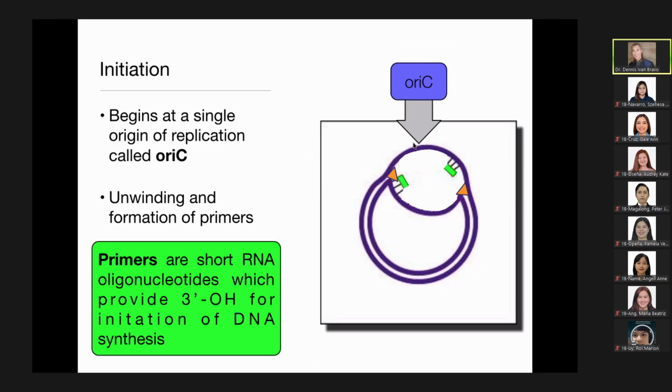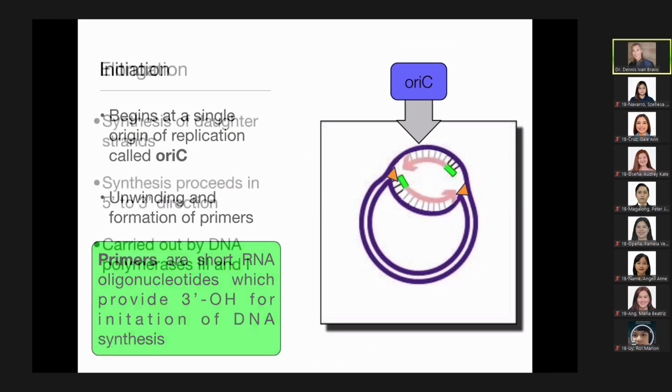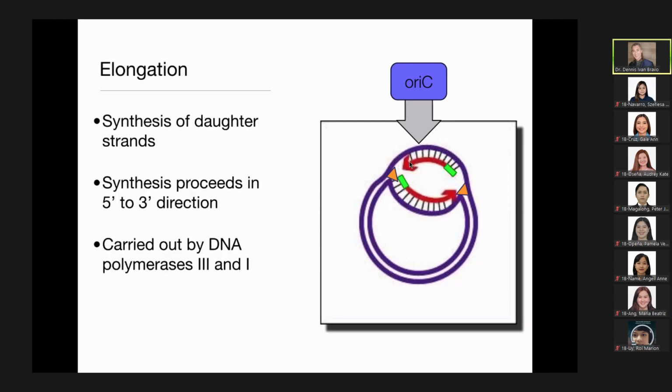After the primers have been laid down, the 3' hydroxyl group at the end of the primers will be targeted by DNA polymerase to synthesize now DNA in the 5' to 3' direction. So there are two main enzymes that carry out replication, DNA polymerase 3 being the main replicative enzyme, and DNA polymerase 1, whose function we shall be discussing later on.